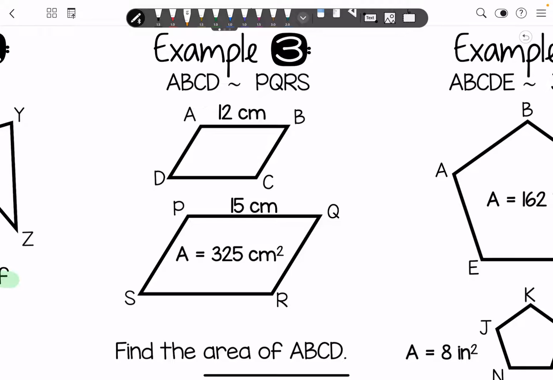So we've got corresponding sides. We've got AB to PQ. And then we've got the area of one of the shapes, but not of the other one. And we're having to look for that area. And I'm going to label that area as X.